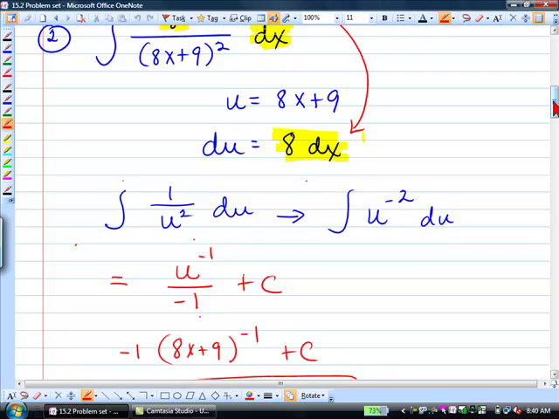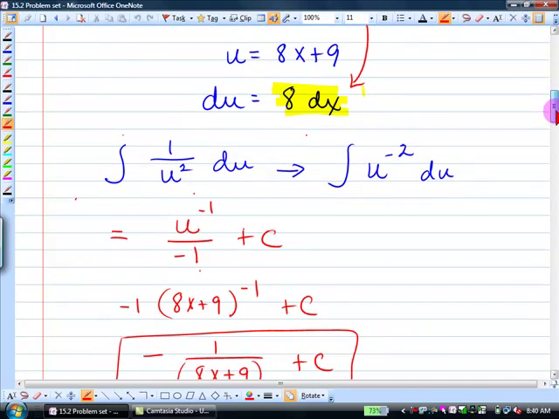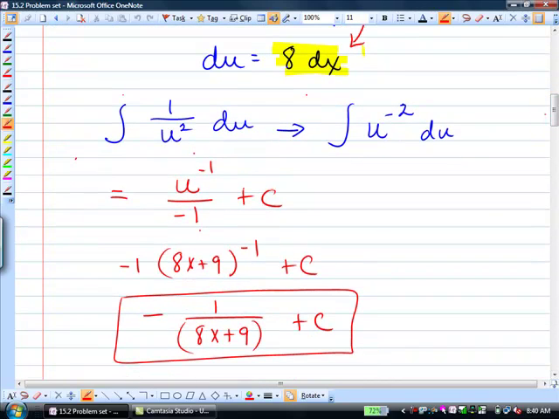So then substitute back in. Put the 8x plus 9 back in there. And write it without the negative exponents. Okay?